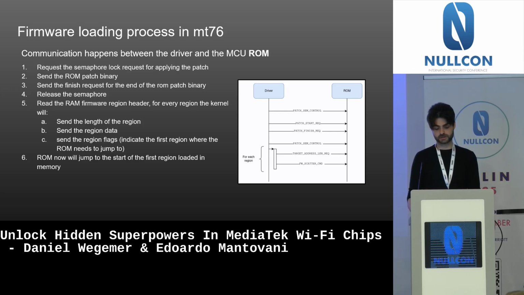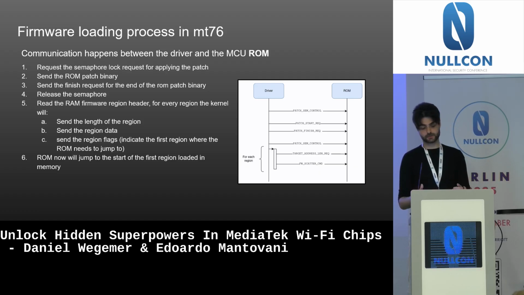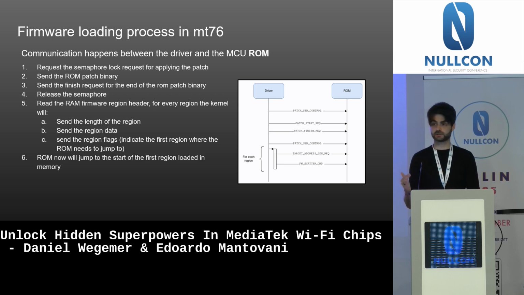And then when this phase is finished, essentially it closes the semaphore, and it starts to send the RAM firmware. So it will start to parse it, and for every region it finds, essentially it will send it to the ROM. So it will send the length of the region's data and some region flags, because for example you need to indicate that a region is the starting point of the RAM firmware, or for example there is some code encryption, so you can indicate that this region is encrypted and the ROM will decrypt it at runtime. And when this phase finishes, essentially the ROM will jump to the start of the RAM firmware, and your Wi-Fi hardware will start working normally, I think.